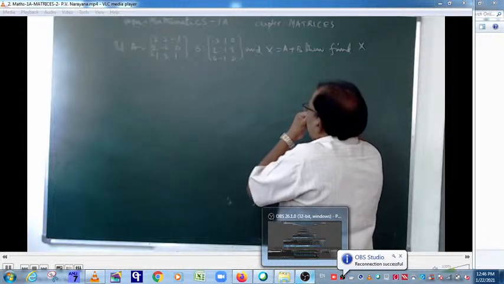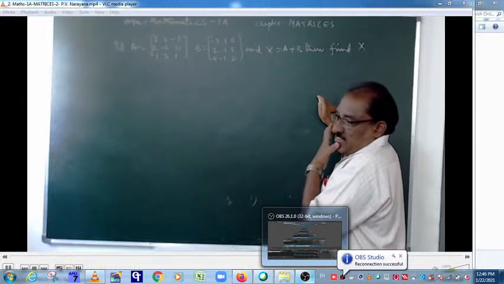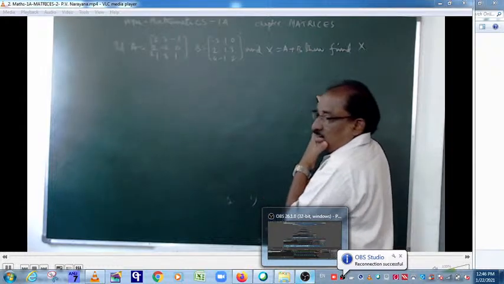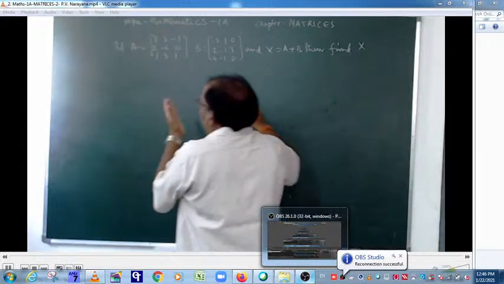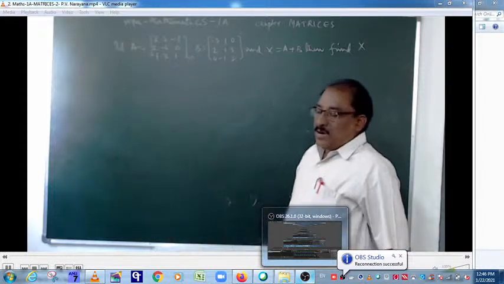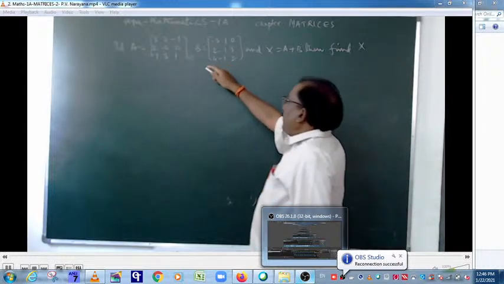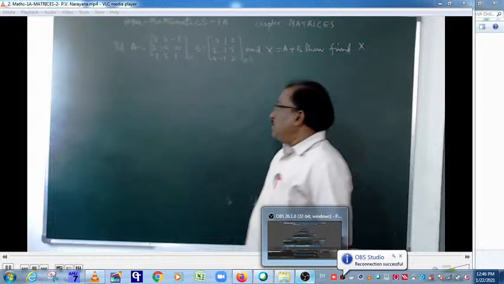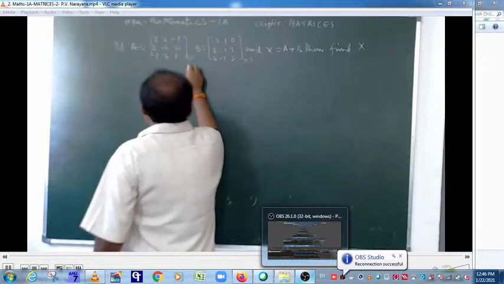What is the given statement? X is equal to A plus B. First of all, we find A plus B, which is nothing but the addition of the two matrices A and B. First, verify: are they of the same order or not? The order of matrix A is 3 by 3, and the order of matrix B is 3 by 3. So addition is possible.